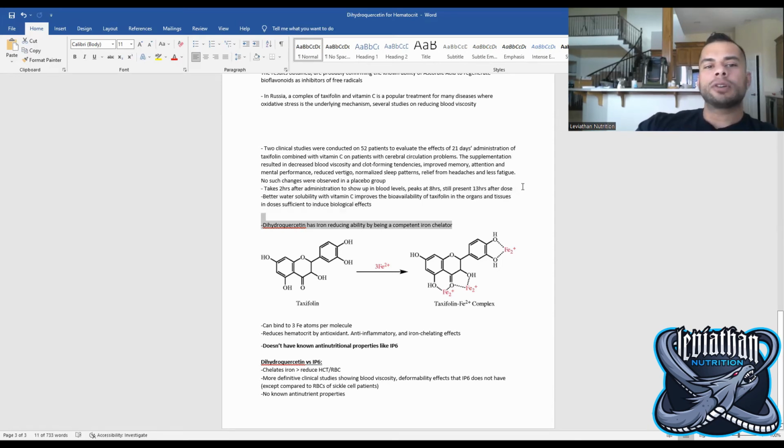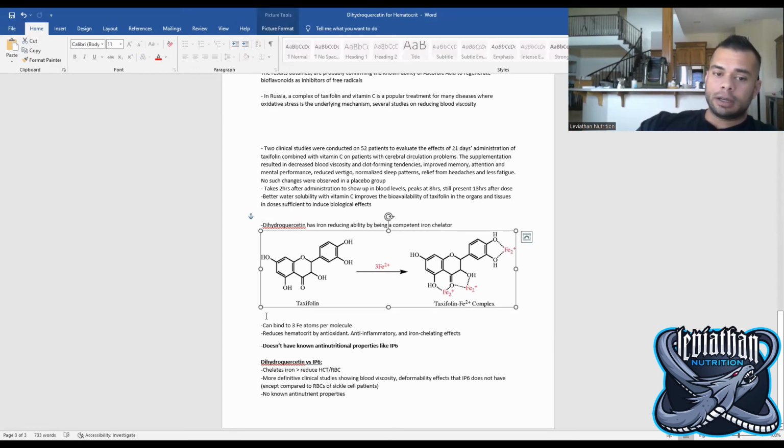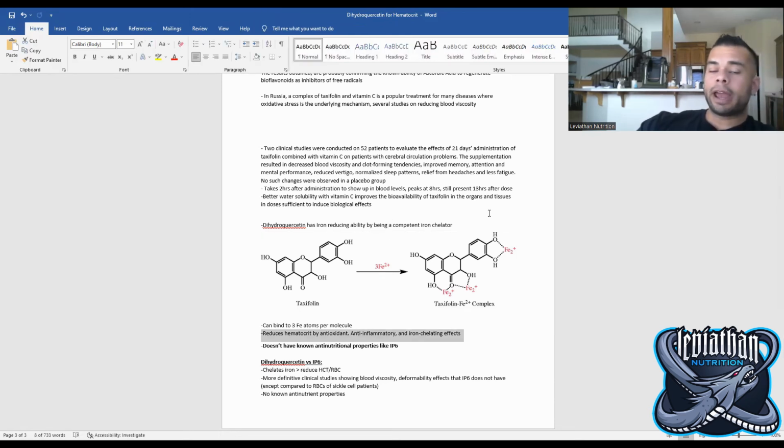All right, and now let's get more specific into the hematocrit reducing abilities of dihydroquercetin. Now, dihydroquercetin has the ability to reduce iron by being a competent iron chelator. You can see with this diagram how exactly it chelates iron. It can complex with 3 different iron atoms per 1 taxifolin molecule. So it can reduce hematocrit by antioxidant, anti-inflammatory, and iron chelating effects.